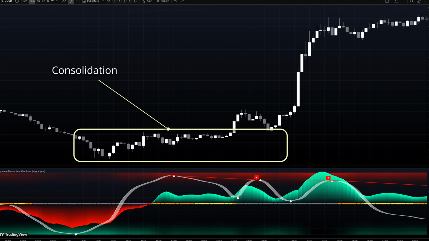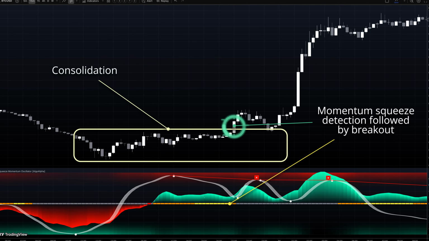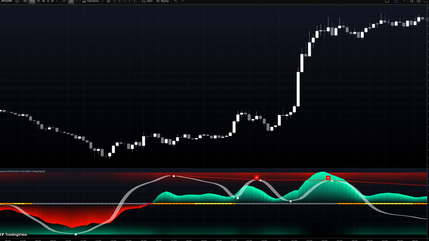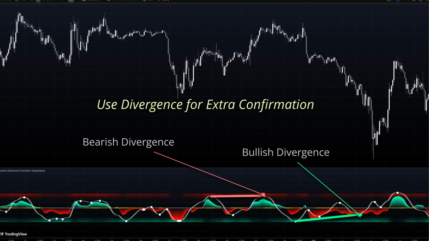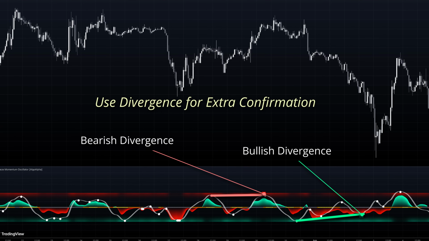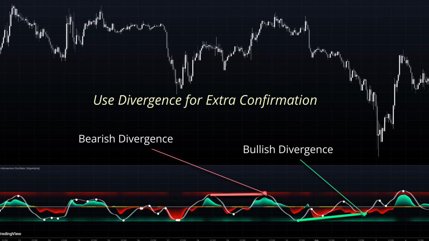Traders might employ this tool to anticipate breakout opportunities after periods of consolidation, particularly focusing on directional bias from the momentum components. The divergence detection feature adds another analytical layer, highlighting potential reversals when price action and momentum disagree.